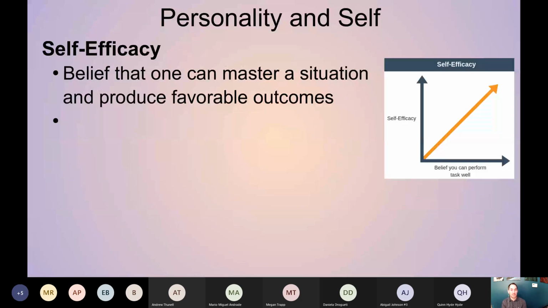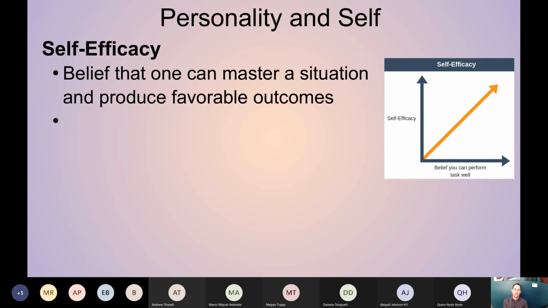All right, so self-efficacy is a really important one, and really the one that we're going to focus on, because self-efficacy is a belief that a person can master a situation or affect outcomes. So whether they think that they can produce favorable outcomes. And this really develops, as we'll discuss, by engaging and interacting and learning how to do things.